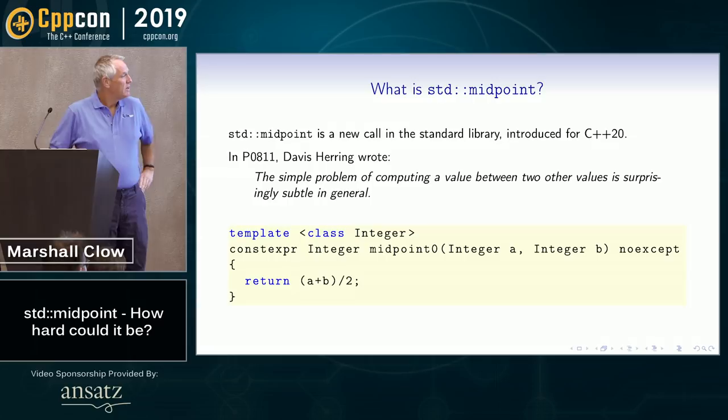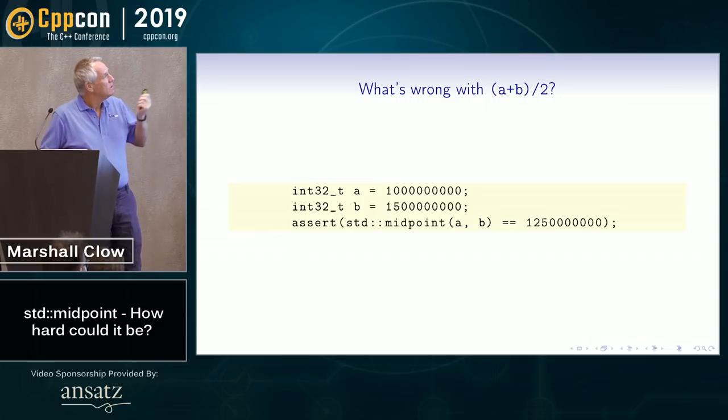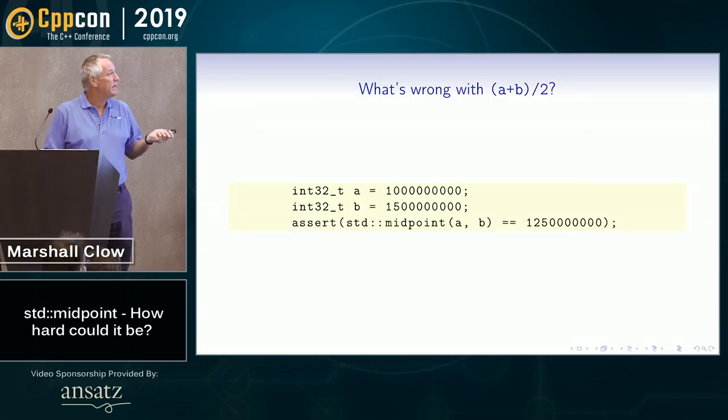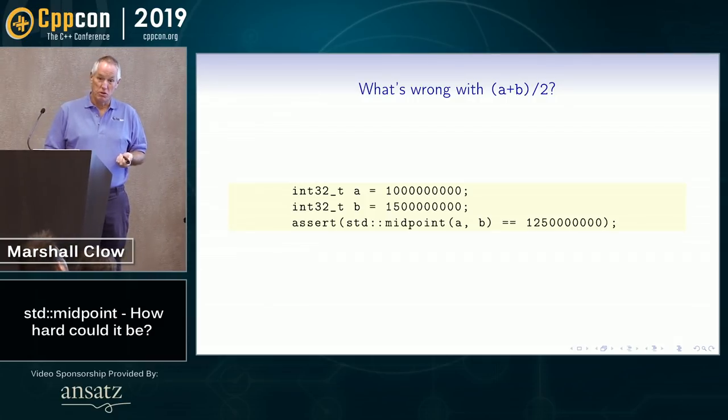Overflow, right. I want to point out, just by the way, that, yes, overflow. A billion and a half, you expect the midpoint of a billion and a half to be a billion and a quarter. But A plus B over 2 gives you undefined behavior. It gives you some negative number if you're lucky. It gives you, you know, your computer crashes if you're not.